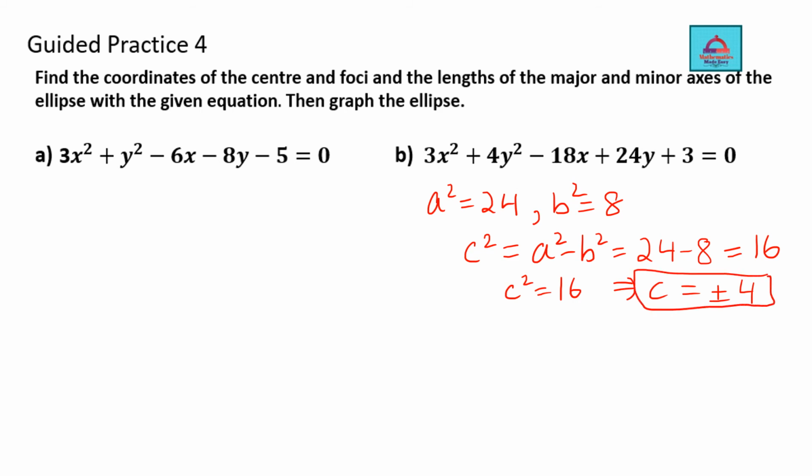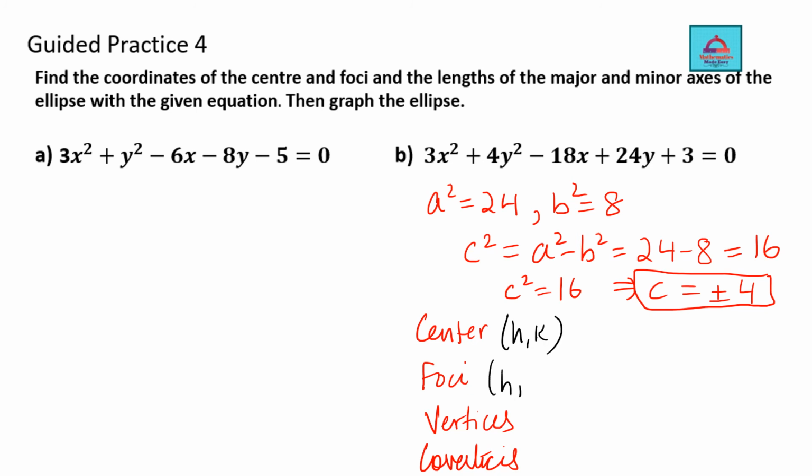Now we also need to find the center. We need to find the foci, the vertices, and the co-vertices. So all of this is required for the graph. So the center is h comma k, and then the foci. I am taking all of these formulas from the formula sheet, just copying them down, and then we'll plug in the values.